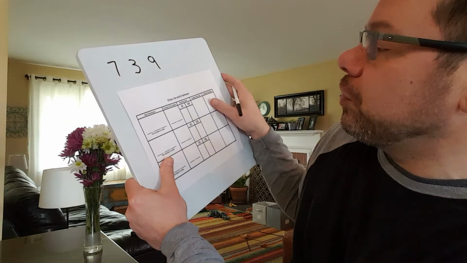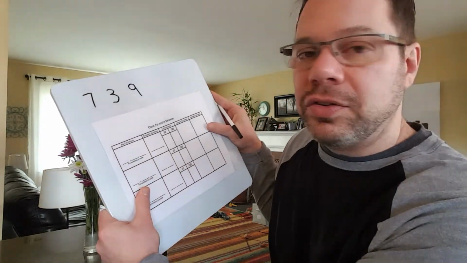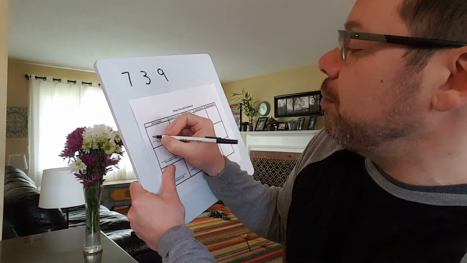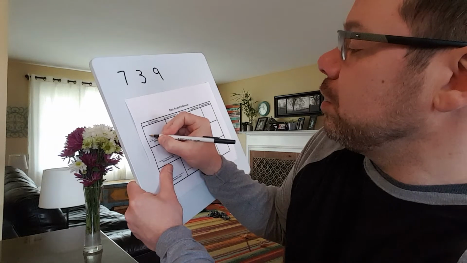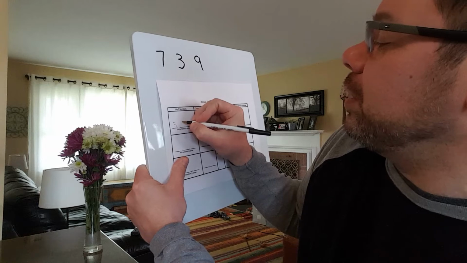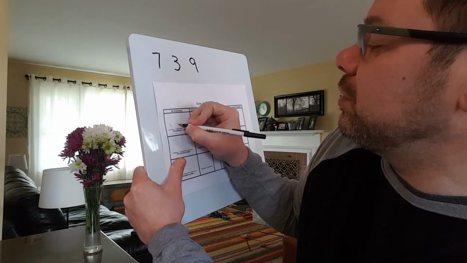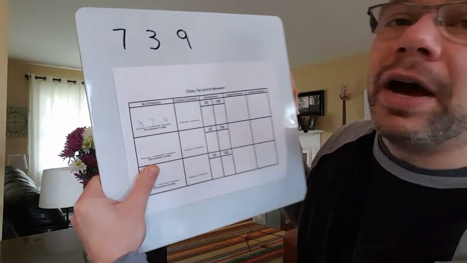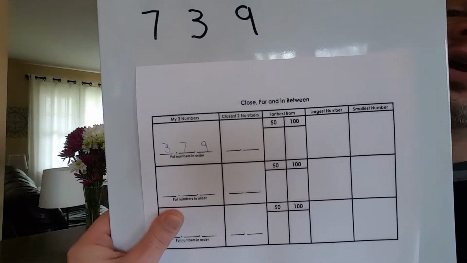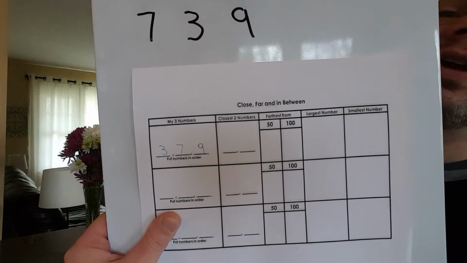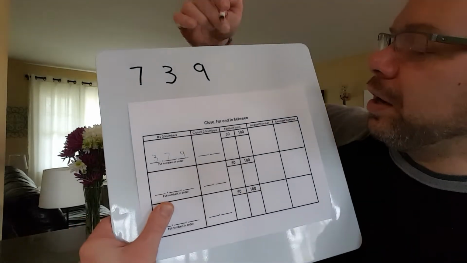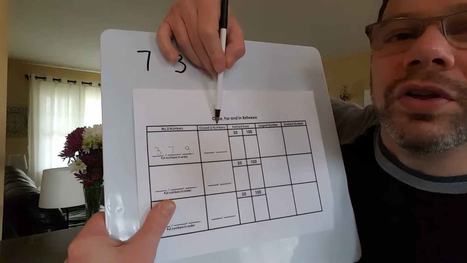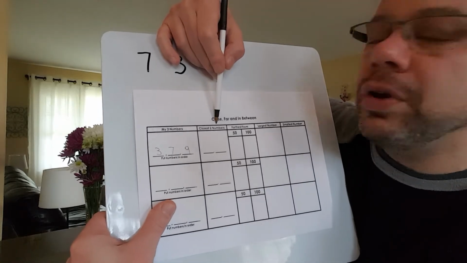So the first number I know goes in order in this sequence of numbers is the number 3. So I'm going to go ahead and write that down, number 3. Okay, and then the next number is number 7. And the next number is number 9. So those are my numbers right there, 3, 7, and 9. Okay? And the next question we're asked is, what are the closest two numbers?